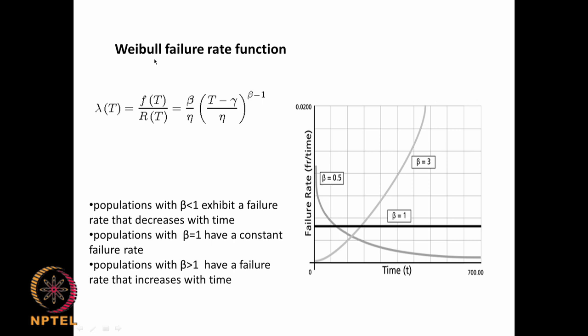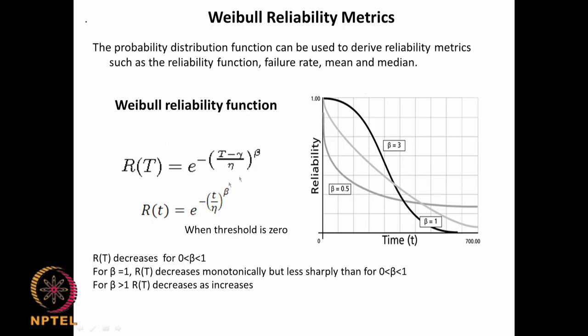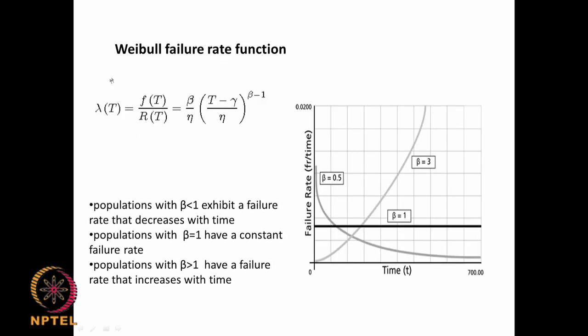There is another term which is called the Weibull failure rate function. It is given like this: beta by eta times ((t minus gamma) divided by eta) raised to the power beta minus 1. In the previous case we looked at the reliability, which is given by this relationship, whereas this is the Weibull failure rate, which is given by this relationship.